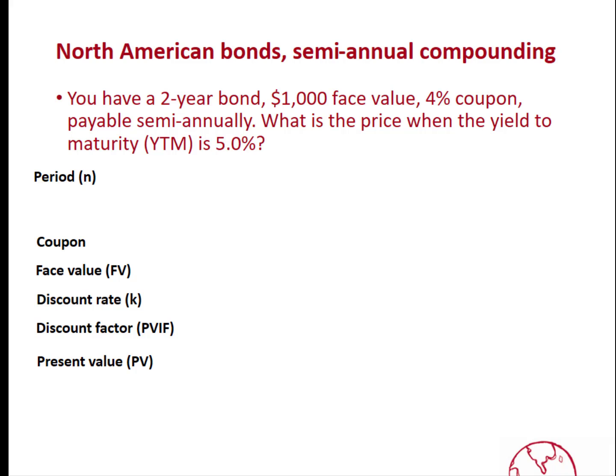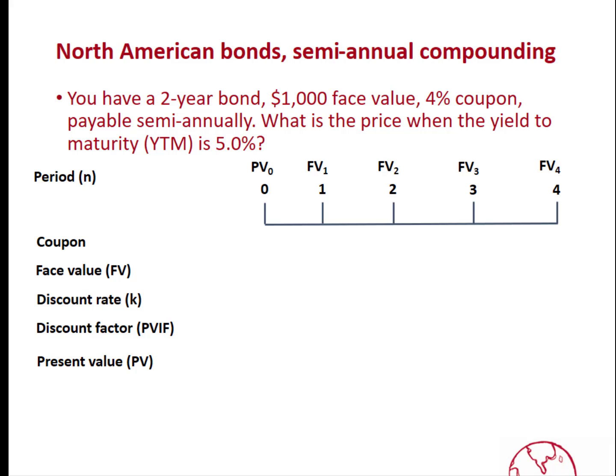Let's look at a North American bond with semi-annual compounding. Let's say you have a 2-year bond with a $1,000 face value, a 4% coupon payable semi-annually. What would be the price when the yield is 5%? Okay, so how many periods do we have? We have 4 periods because it's a 2-year bond with semi-annual coupons. The coupons are going to be 4% divided by 2, multiplied by $1,000, or $20 every 6 months. The face value does not change, it is $1,000.